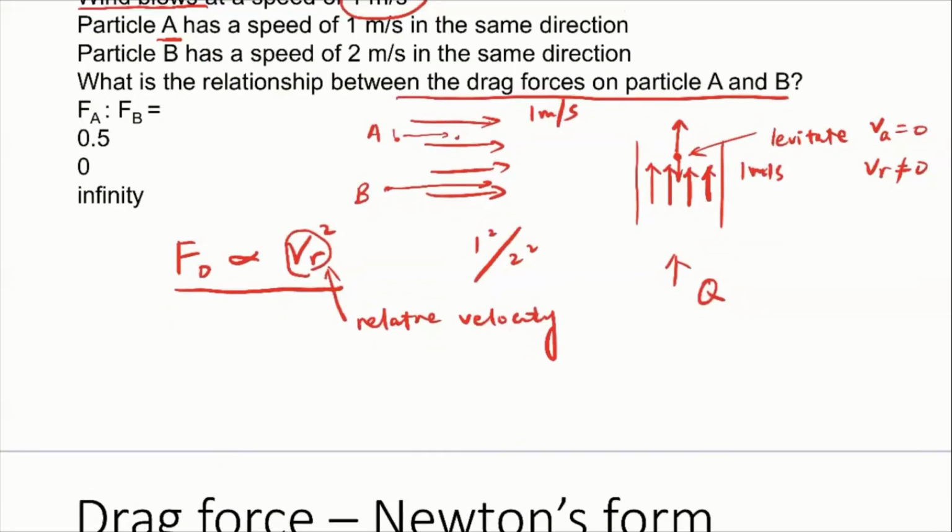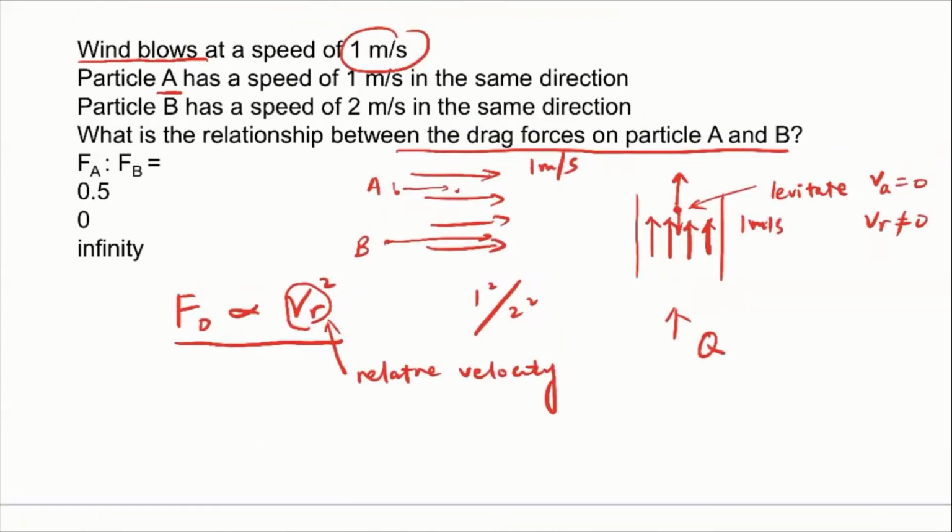So let me introduce relative velocity and absolute velocity. Let's say we have a train that goes in this direction. The absolute velocity is relative to the system. Let's say you were standing here. The train moves with a speed of 1 meter per second. So this is the absolute velocity.